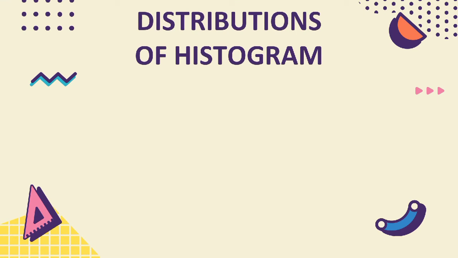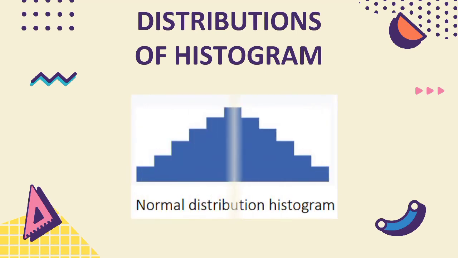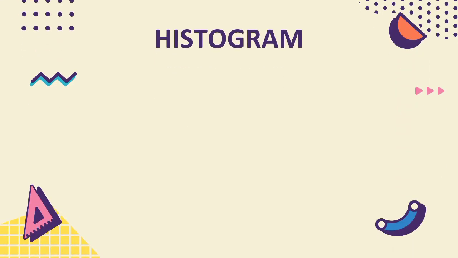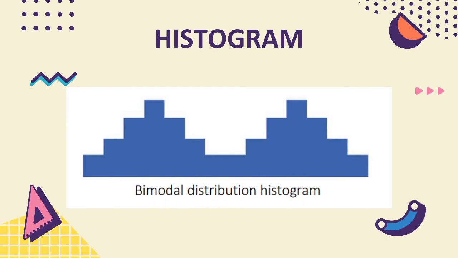Let's now proceed to the distributions of a histogram. First, we have the normal distribution histogram. A normal distribution looks like this, where points on one side of the average are as likely to occur as on the other side of the average. So again, this is a normal distribution. We also have the bimodal distribution histogram, where there are two peaks. That is why it is called bimodal. In a bimodal distribution, the data should be separated and analyzed as separate normal distributions.